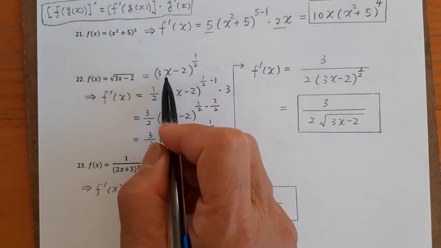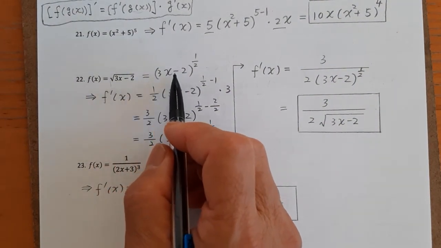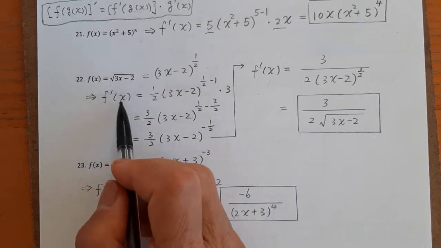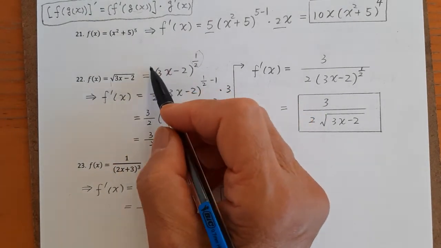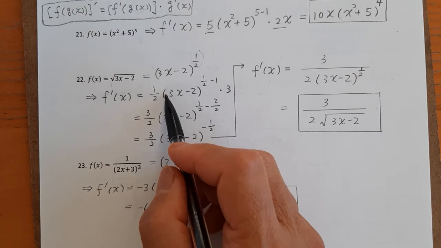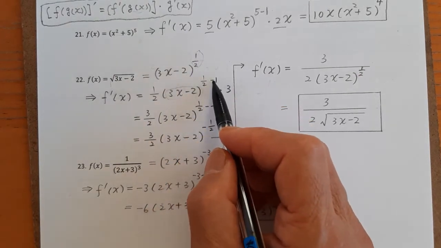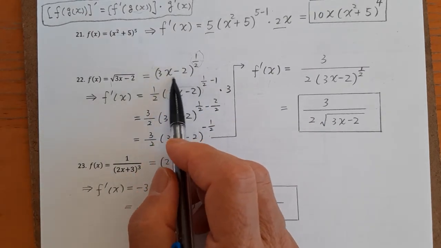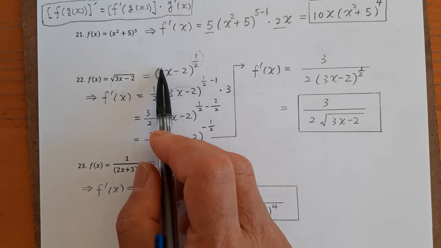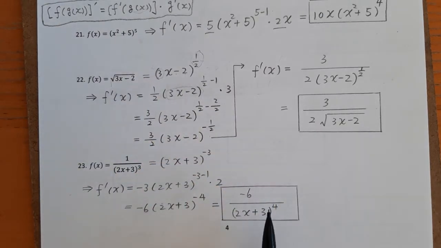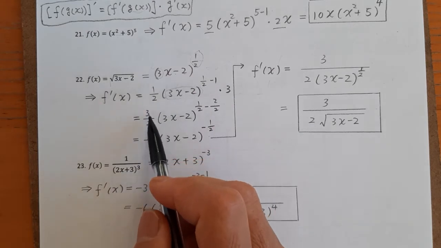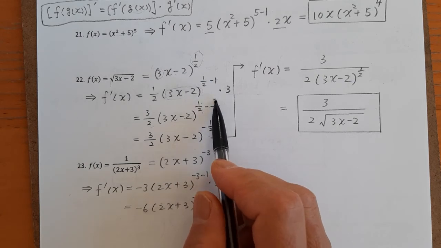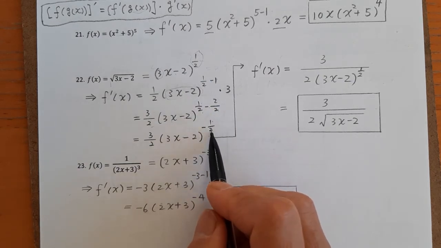So this radical form, change to exponential form is 1 over 2. Take derivative. F prime of x equals this 1 over 2 goes to the front, and base is 3x minus 2, to the 1 over 2 minus 1, times by chain rule. This base 3x minus 2 take derivative is just 3. It's just 3 times by 3. So 3 times 1 over 2 is 3 over 2. 3x minus 2. 1 over 2 minus 1 is 1 over 2 minus 2 over 2. So it's negative 1 over 2.